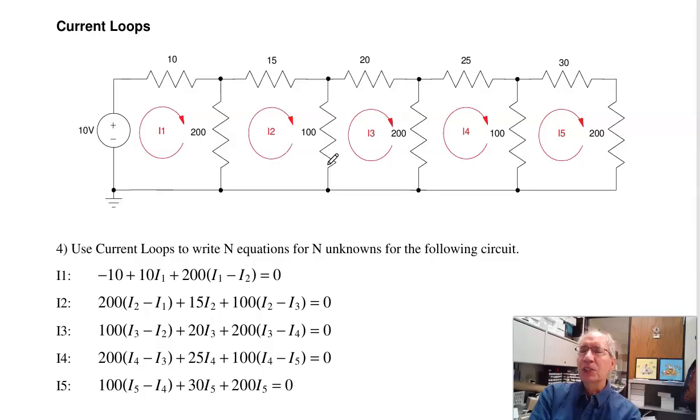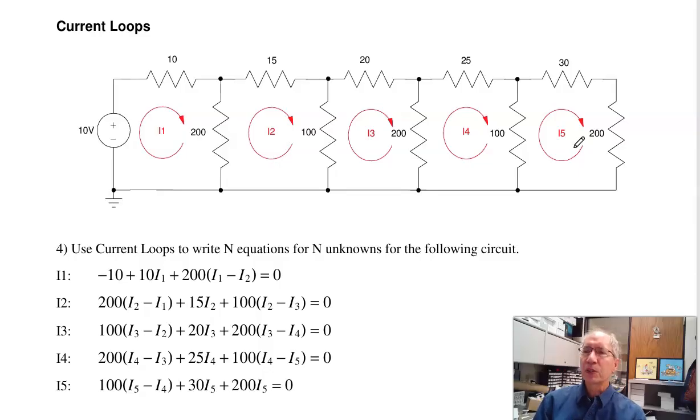A second approach is called current loops. With current loops, I count the number of windows. I have 5 windows. I have 5 unknown currents. Label those currents. I like doing clockwise rotation around each window. Call this one I1, I2, I3, I4, I5. You can do it other ways. For now, I would just do a separate loop in every window, each going clockwise. If you do that, there's a pattern.